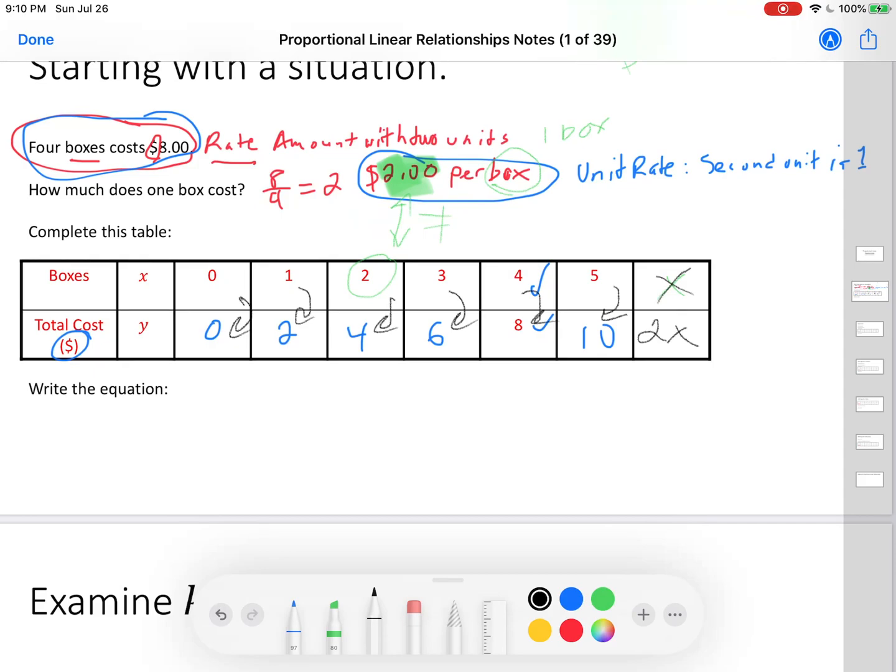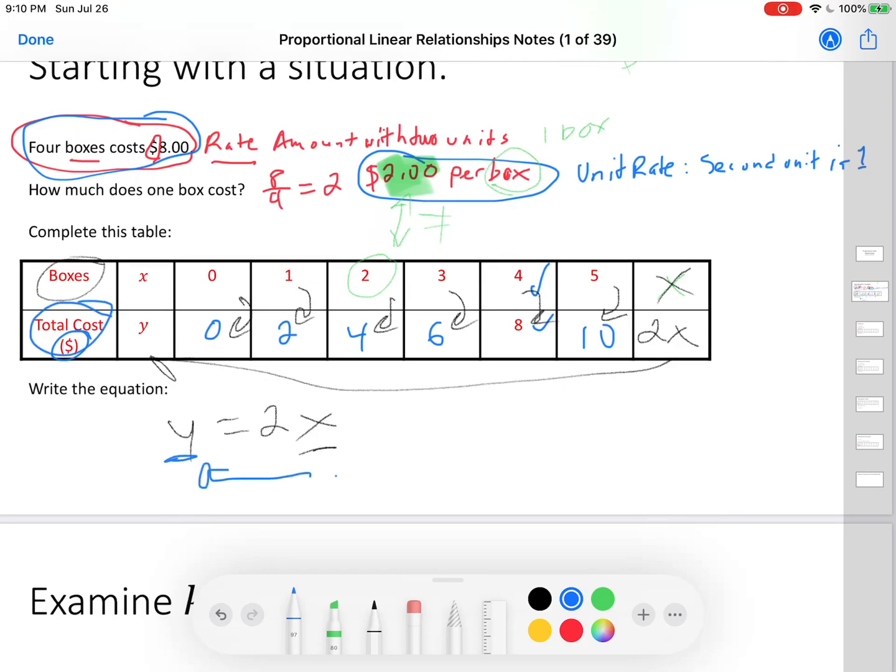2x. And that is what y is equal to. So the equation is y equals 2x, and that's as simple as it can be. Essentially what we're saying is, here's x. X is this first value, boxes. Here's y. Y is this value, total cost. To go from x to y, all we have to do is multiply by 2. All right. So, as you can tell, it's pretty straightforward, fairly easy.